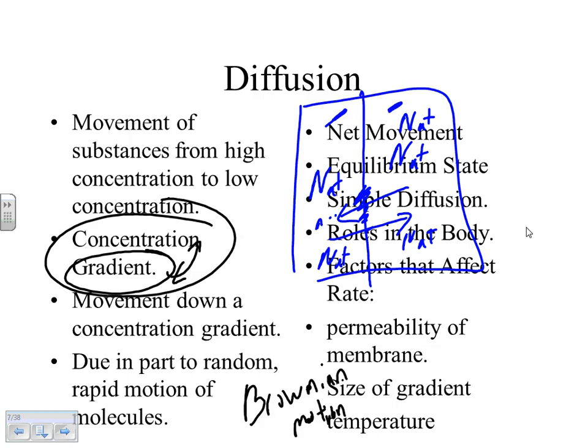There are several things that can affect how fast diffusion will happen. One of them is the size of the gradient. Whenever there's a really big difference in concentration, diffusion happens very fast. The smaller the differences in concentration, the slower the rates of diffusion. Also temperature. Higher temperatures mean the particles are moving faster, which means they're going to diffuse faster.